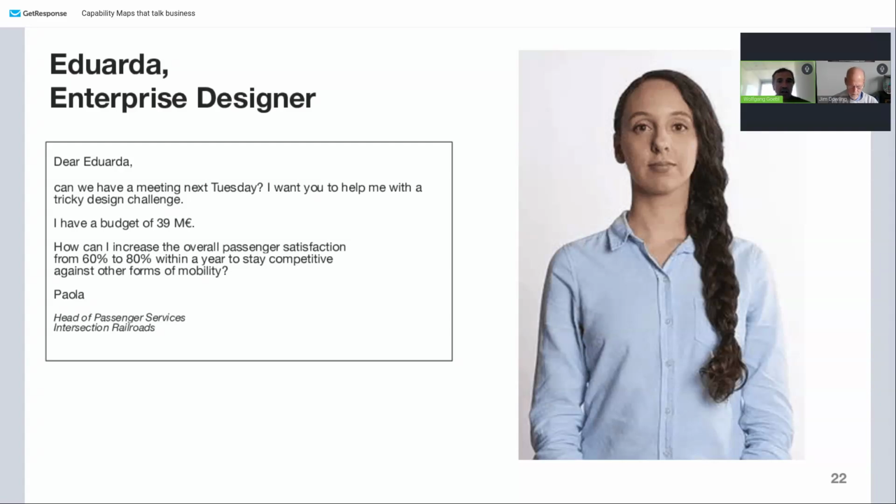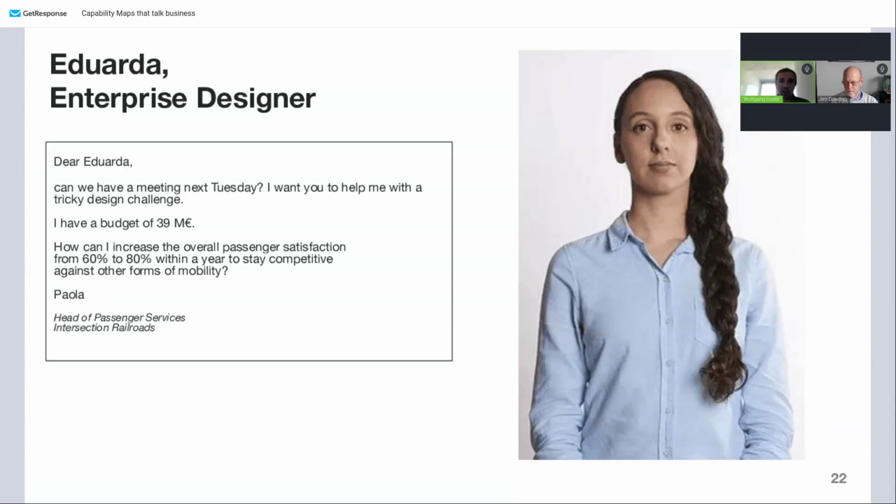How can I increase the overall passenger satisfaction from 60 to 80% within a year to stay competitive against other forms of mobility? Now we are in this manager's language. Money, time. We don't know exactly the solution here. I just need to have better passenger satisfaction. I don't have any idea what to do with the 39 million. So now it's getting to be not an IT-only challenge.